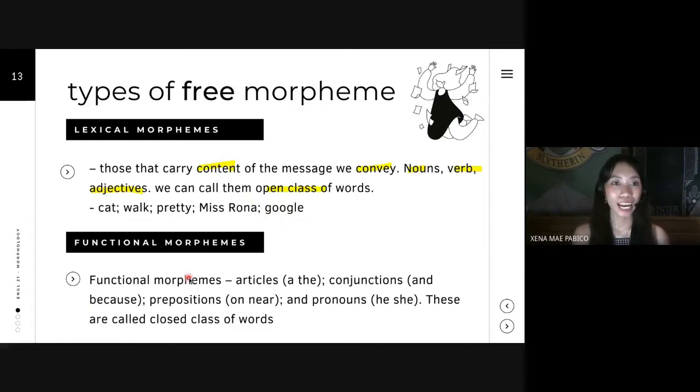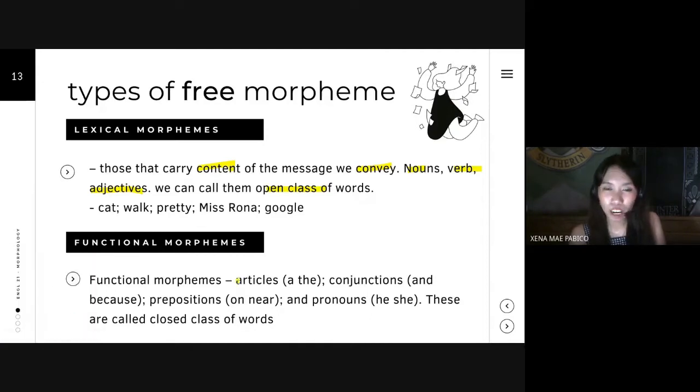So the next category is functional morphemes. Functional morphemes are morphemes that do not carry the content of the message, but they can stand on their own, right? Free morphemes are morphemes that don't need anybody. So although functional morphemes do not carry the content, because they can stand on their own, you can understand them even by themselves, they are still called free morphemes. They are not bound.